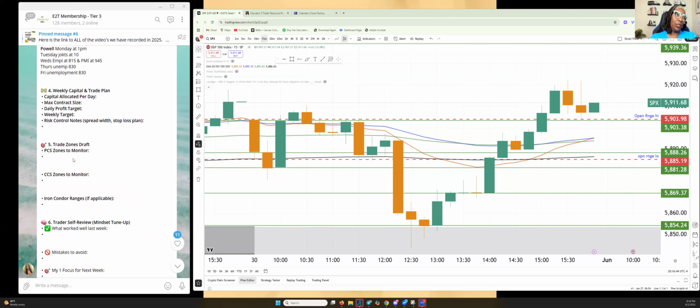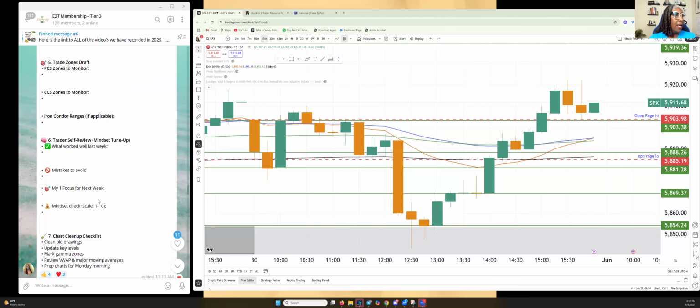Put credit spread zones to monitor, call credit spread zones to monitor, iron condor ranges. I don't know if we can talk these through today. This is really going to be in the moment, in my opinion. You might have some thoughts, but to me this is in the day. And then let's talk about your review.